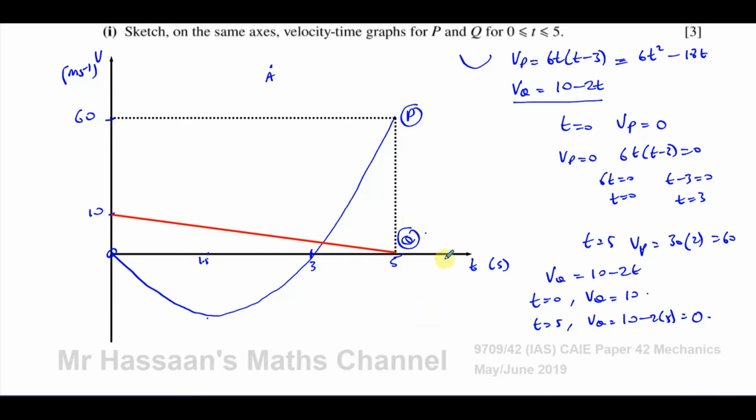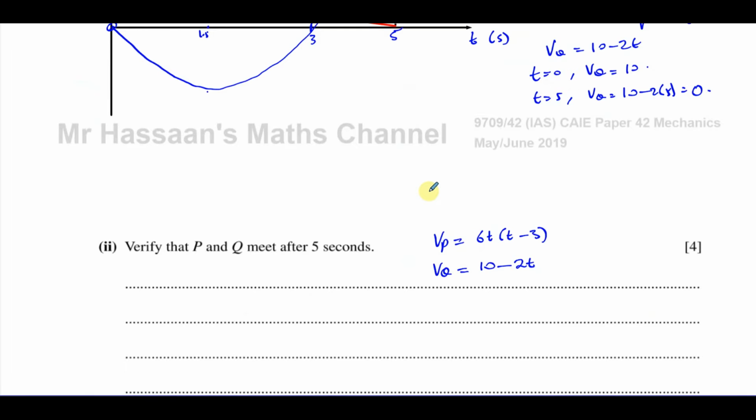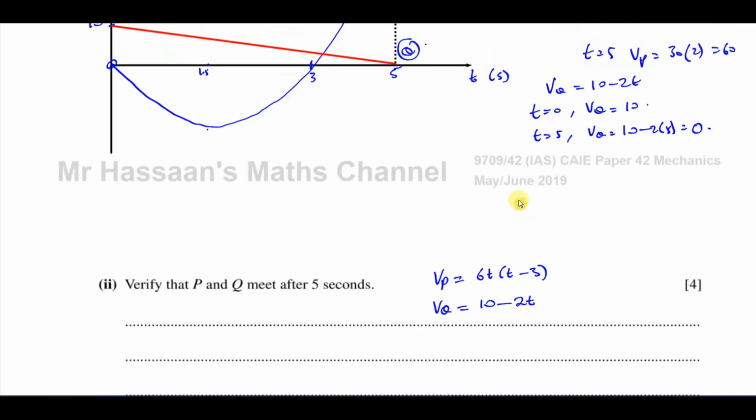Okay, so there we have drawn, on the same pair of axes, the velocity-time graphs for P and Q. Now that's 3 marks for that part of the question. Now we're going to go on to part 2. It says verify that P and Q meet after 5 seconds. So that means they will have the same displacement after 5 seconds.